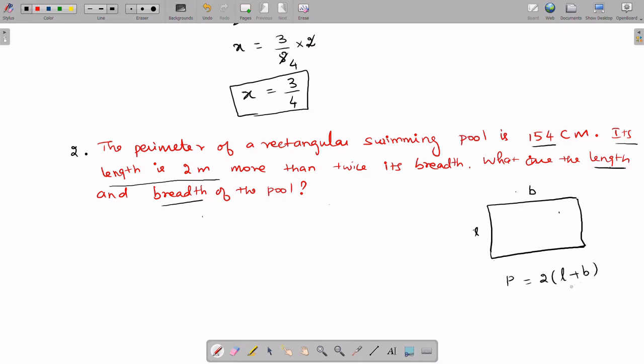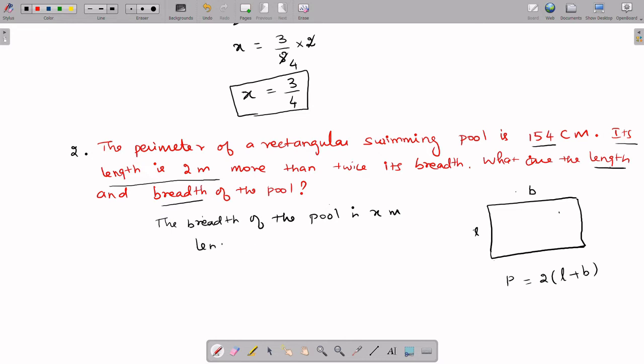Okay. So we have length and breadth are not known to us. But a relationship between length and breadth is given. So we have to take the unknown to be x. Breadth of the swimming pool is x meter, we take. Okay. And what about using the condition? We have to write the length.